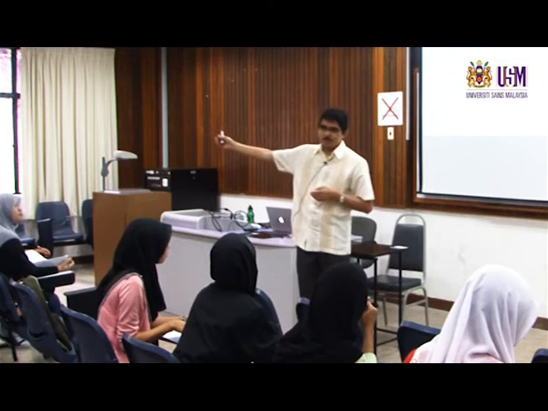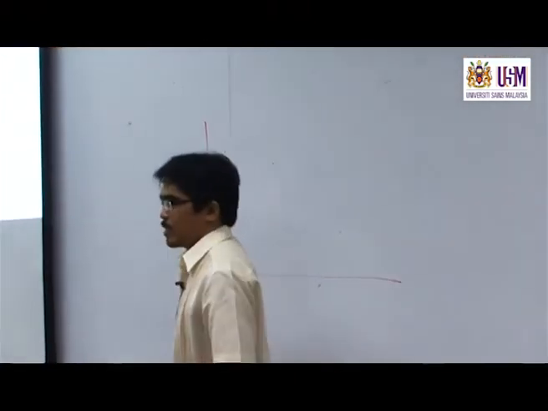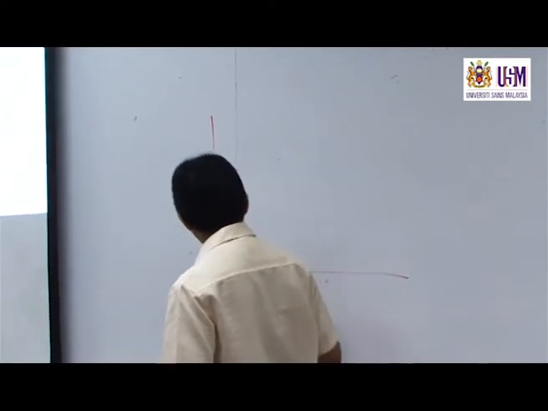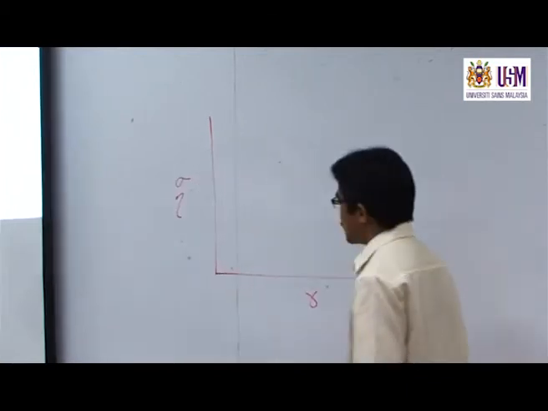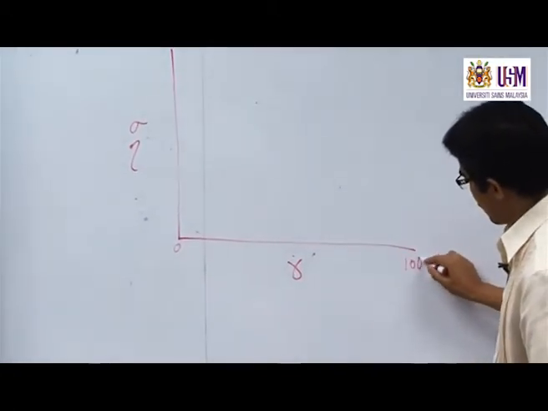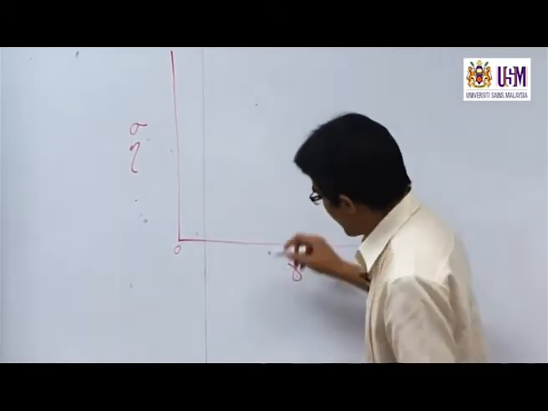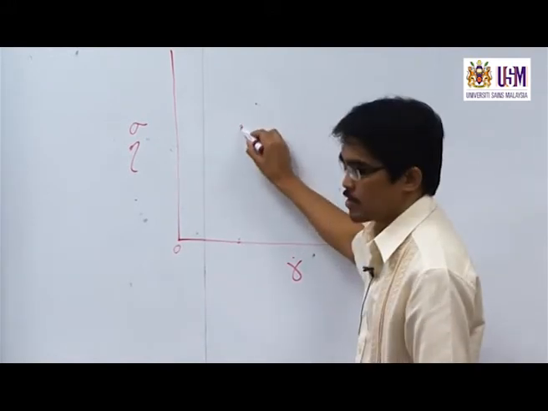Let's say you start from zero, right? 1, 2, 3, 4 until say 1,000 reciprocal second. So at one shear rate, maybe you just take, okay, 10 reciprocal second, and you measure the viscosity. When you plot a flow curve, you can plot shear stress as a function of shear rate, or you can also plot viscosity as a function of shear rate. So we can start from zero up to say 1,000 or 100. So at one shear rate means you just take one shear rate here, then measure the shear stress or measure the viscosity.